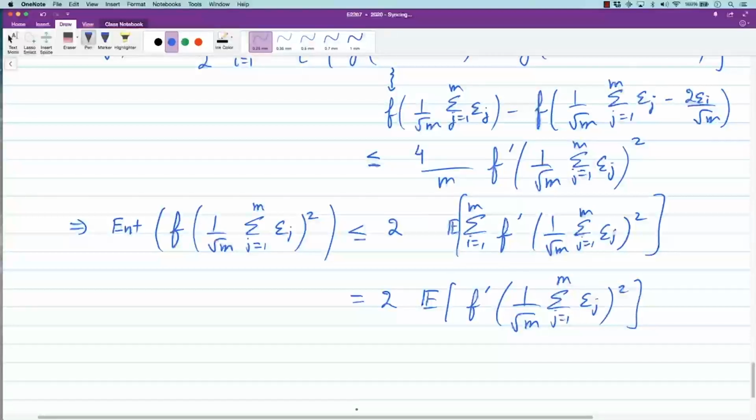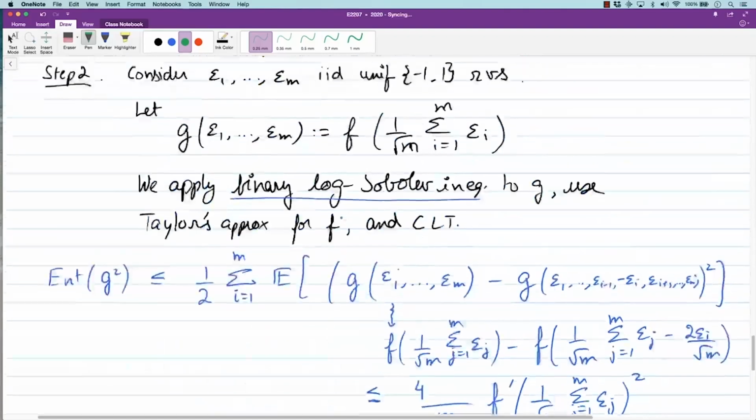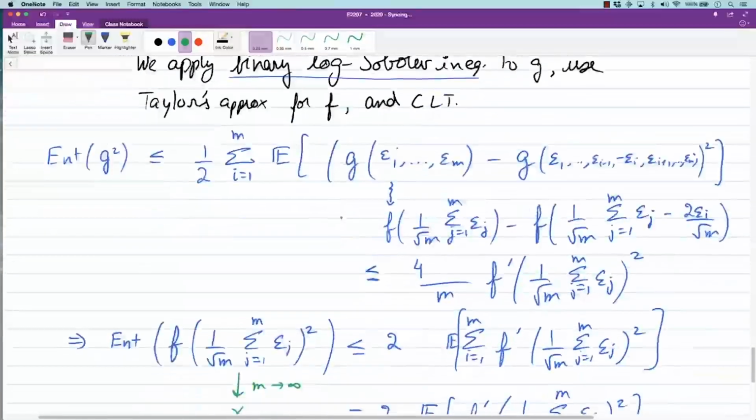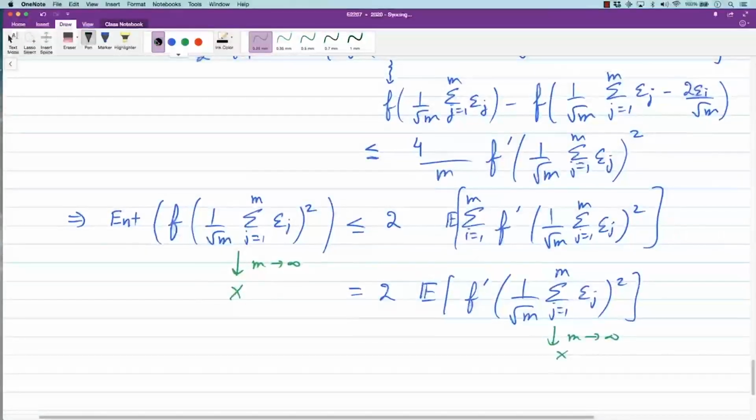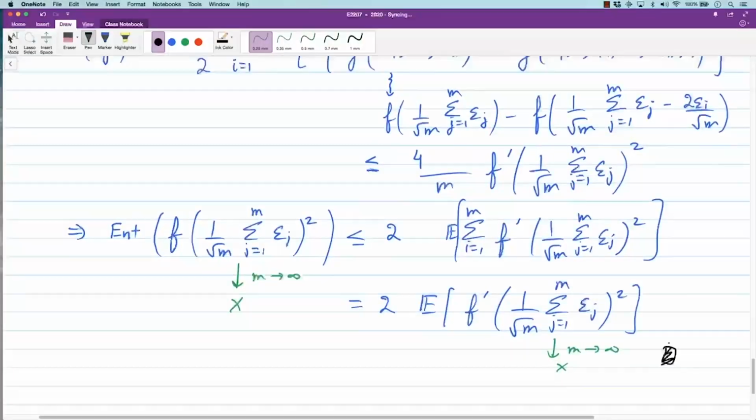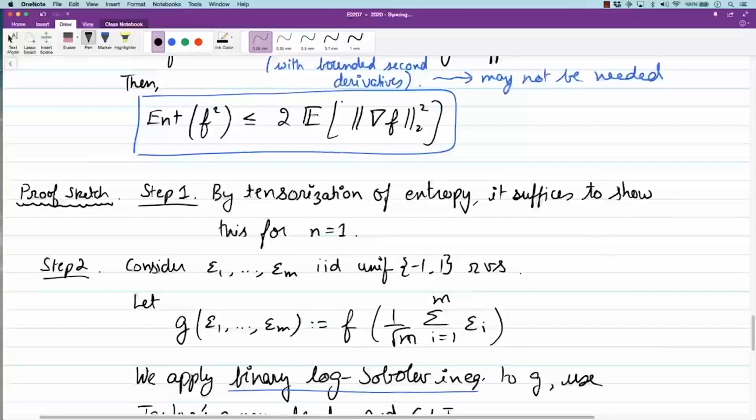And now by the central limit theorem, because f prime is a continuous function and this is also a continuous function, we can take the limit of m going to infinity, and in that limit this goes to x, a standard Gaussian, and this goes to x. Okay, and this is where again we use that f is continuous and its derivative is also continuous. Alright, so we get this form, and then we sum it over all coordinates and we get the result. So that's the proof of the Gaussian Log-Sobolev inequality.